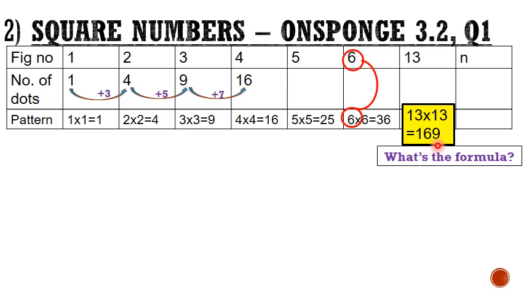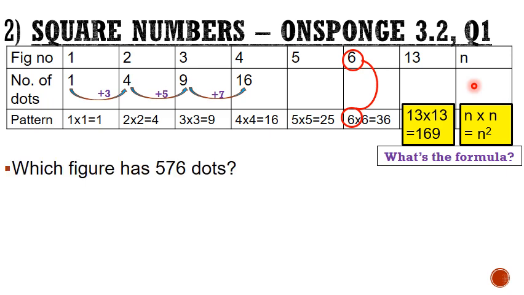So what is the formula? If figure n, how many dots would there be? It will be n times n, or n to the power of 2, n squared. This is useful when the question asks you for a very big figure number. For example, how many dots are there for figure number 132? Then you can just substitute n with 132. Instead of writing n, I write 132 times 132, then I get my answer.